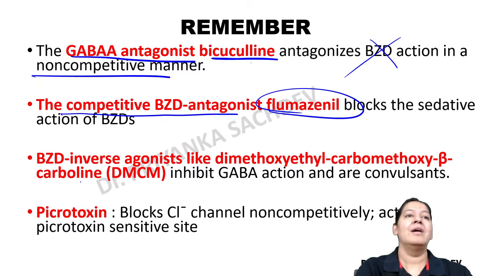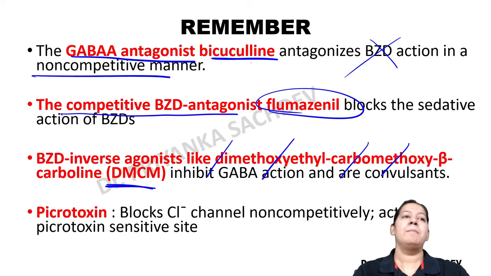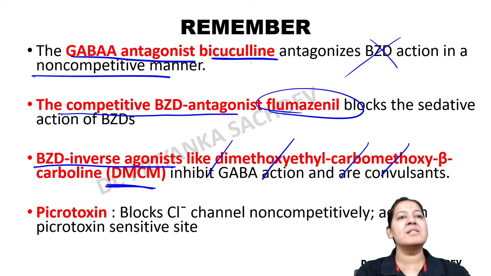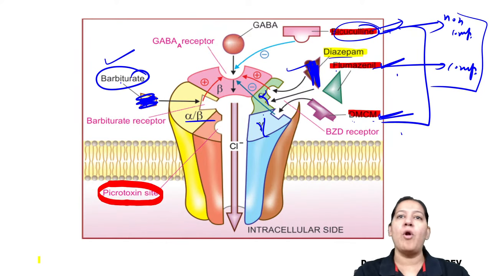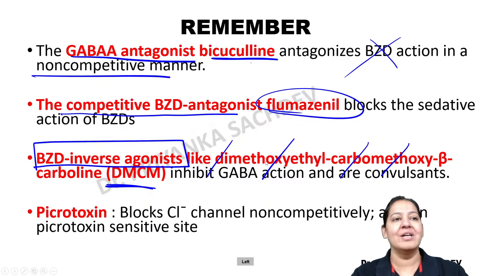And the third drug is DMCM. What is the full form of DMCM? Dimethoxymethyl carbo methoxy beta carboline. It is a difficult name, but it is a benzodiazepine inverse agonist. You know what an inverse agonist is? An antagonist only blocks the receptor. An inverse agonist does the opposite. So instead of GABA facilitatory, it will act opposite to GABA.